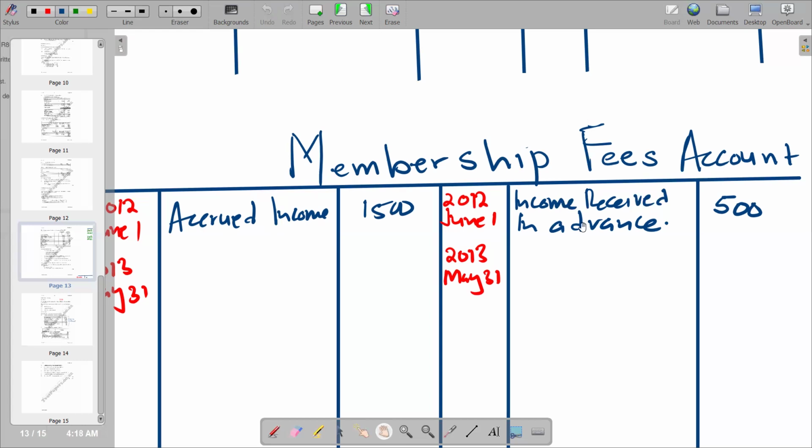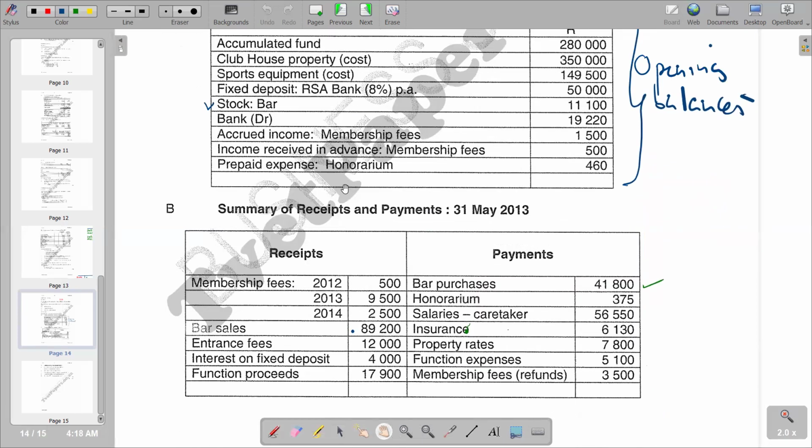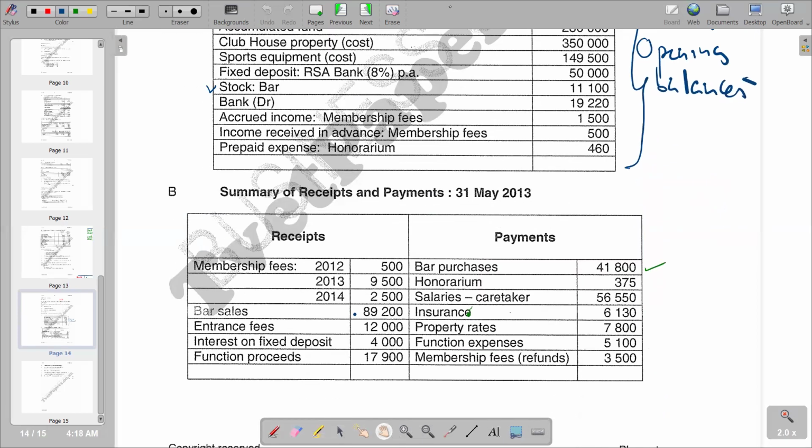Then income received in advance, 500, we can just confirm. Income received in advance as an opening balance is 500 again. You see, this is the one that is appearing on the credit side. So from there, we can now pick other items that need to be adjusted in this membership fees account.